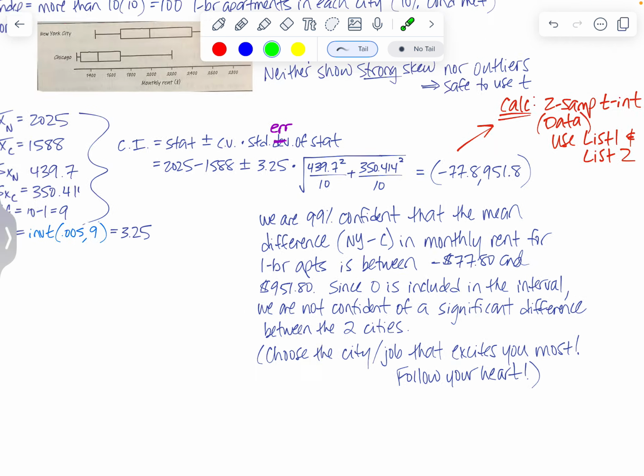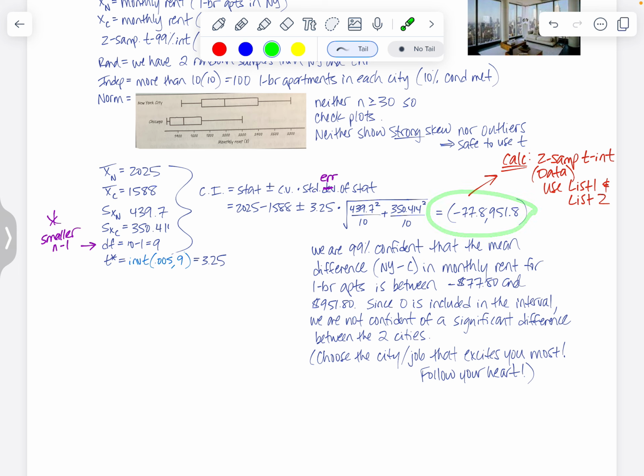Remember when we calculated these stats and I literally said, wow, it looks like New York is more expensive than Chicago. But statistically, it's not considered a significant difference because our interval is estimating that if we would take different samples, maybe it would be a negative difference, maybe it would be a positive difference, maybe it would be 0. Okay, that is useful information. Keep in mind, if our entire interval was positive, what would that tell us? That would tell us more expensive in New York. If our entire interval was negative, that would tell us more expensive in Chicago. But our interval is both positive and negative.